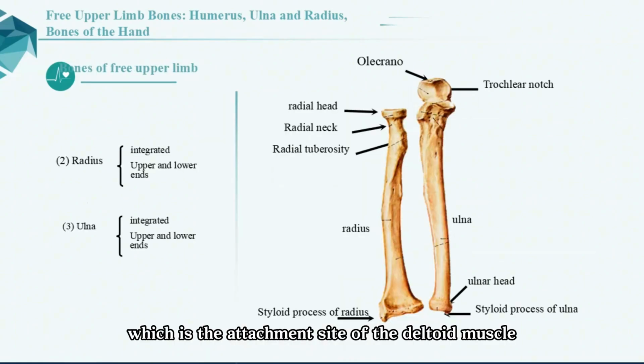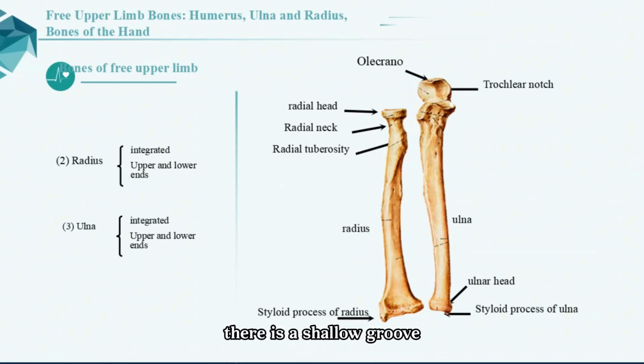the deltoid muscle. There is a shallow groove running obliquely from the upper medial to the lower lateral in the middle of the posterior surface, called the sulcus for radial nerve. The radial nerve and deep brachial artery pass along this groove. A fracture in the middle of the humerus may injure the radial nerve. There is a nutrient foramen opening upward near the midpoint of the medial margin.